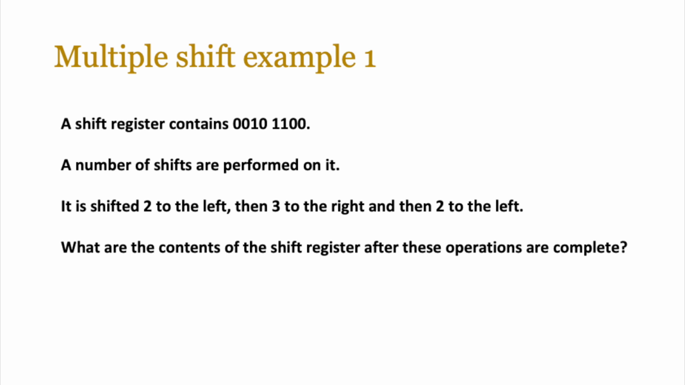A shift register contains the following value: 0010 1100. A number of shifts are performed on it. So it's shifted 2 to the left, then 3 to the right, and then 2 to the left. What are the contents of the shift register after these operations are complete?